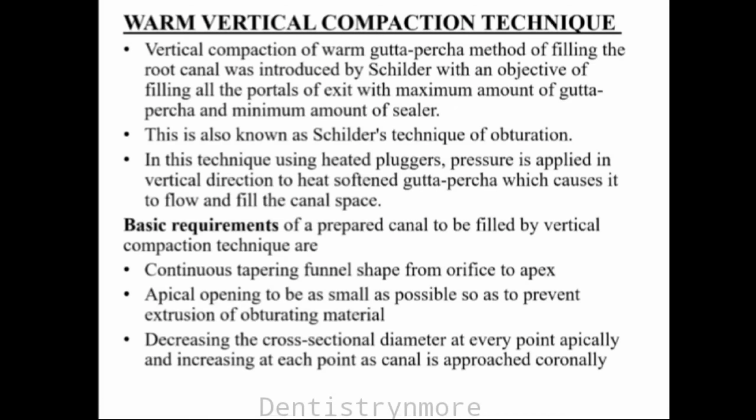Now we are moving to the techniques. The first one is the warm vertical compaction technique. This method of filling the root canal has the objective of filling all the portals of exit with the maximum amount of gutta-percha and the minimum amount of sealer. In this technique, pressure is applied in a vertical direction to heat-softened gutta-percha, which causes it to flow and fill the canal space.